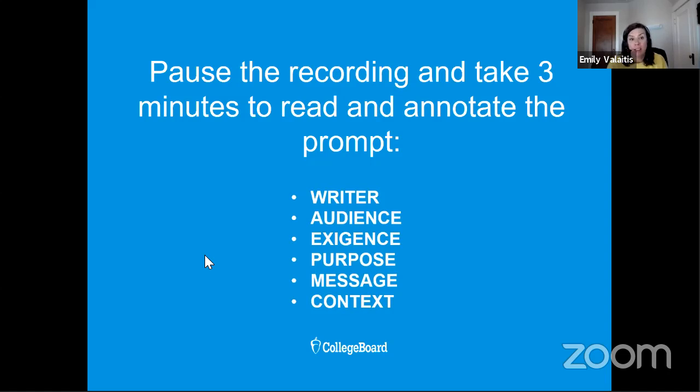I want you to take 3 minutes to read and annotate the prompt for writer, audience, exigence, purpose, message, and context. If you find that you can't do all of those within 3 minutes, then stop and move on, or come back to our recording. Try to take no more than 3 minutes. If you take too much time, then you aren't going to have enough for the passage. So let's say you're taking your 3 minutes and you can only find writer, audience, and message. It's totally fine, but just take 3 minutes and then we'll move into the passage itself. So hit pause and I'll see you in 3 minutes.